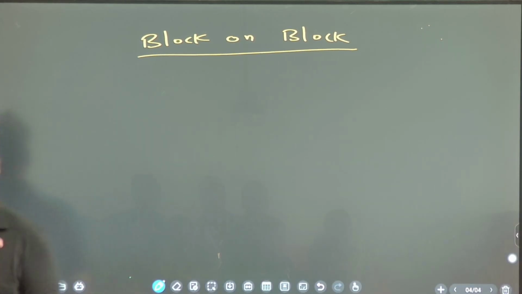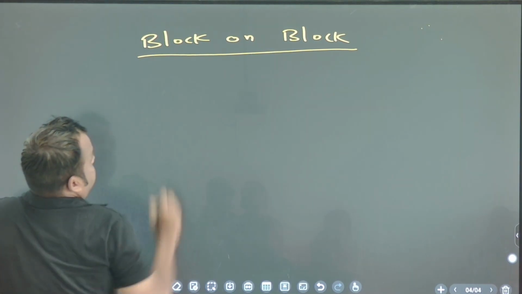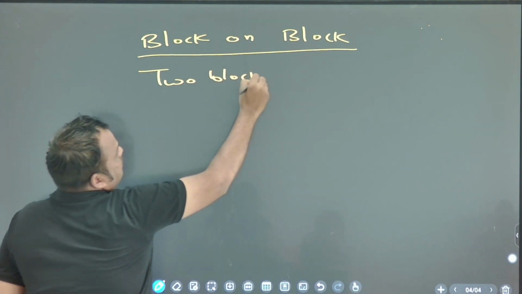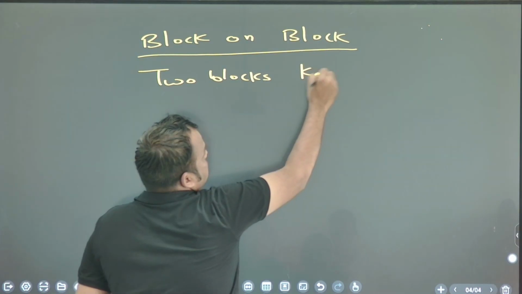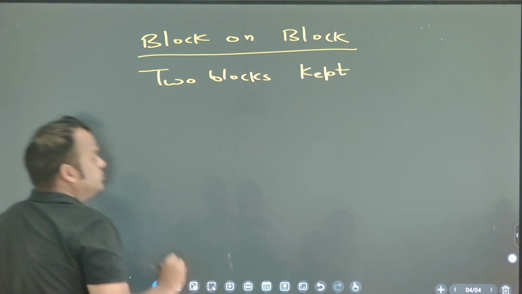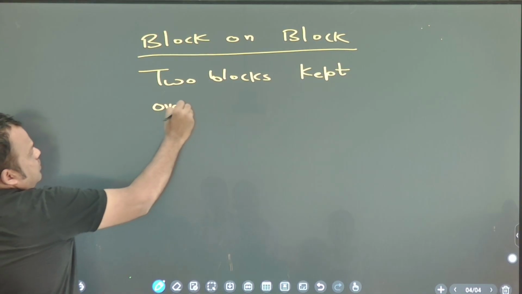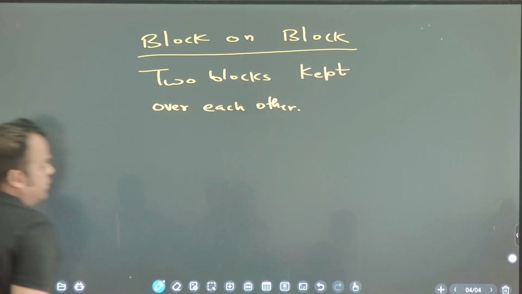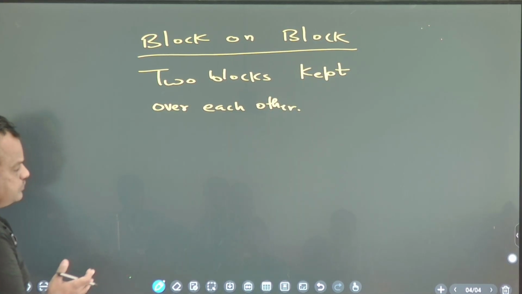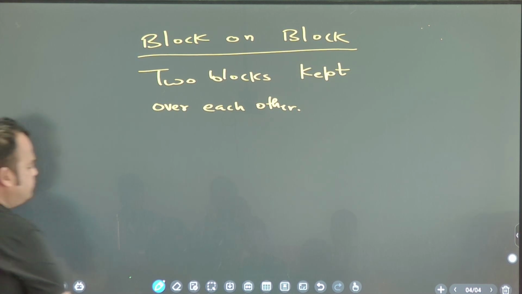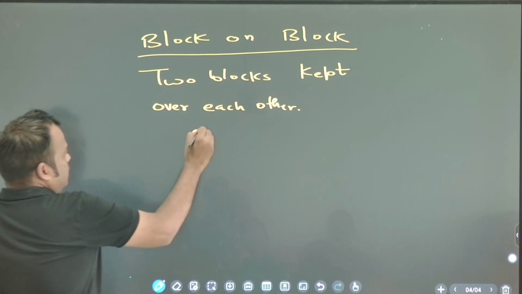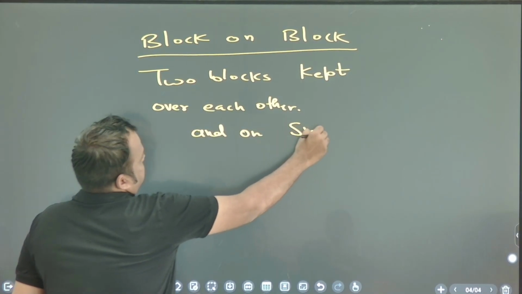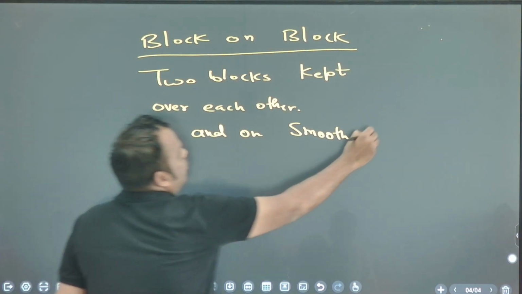So block on block. Write down block on block. Two blocks kept over each other, on a smooth horizontal surface.